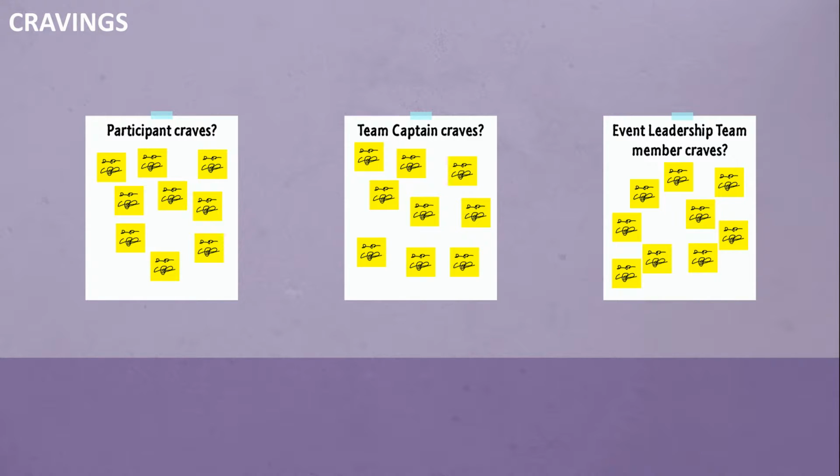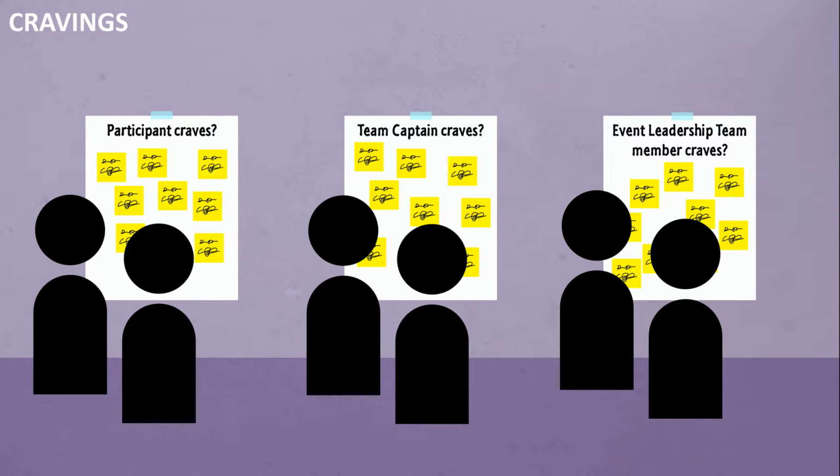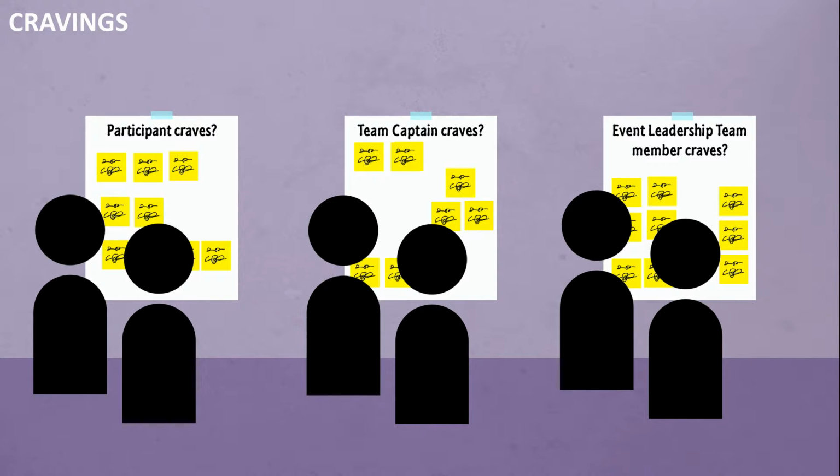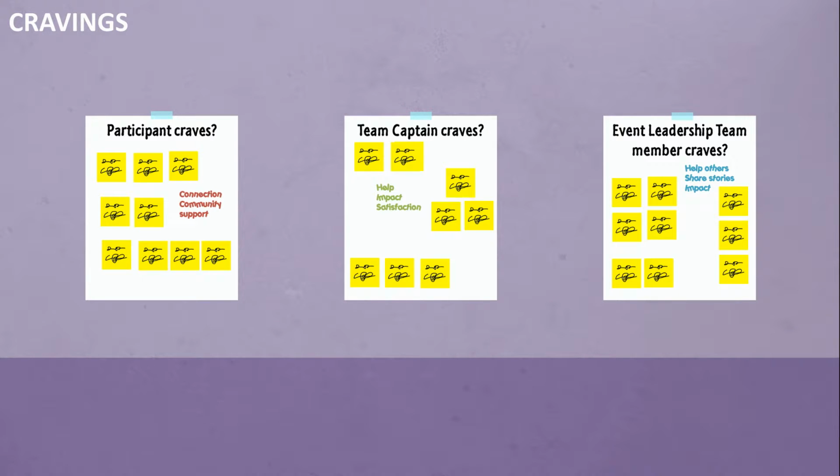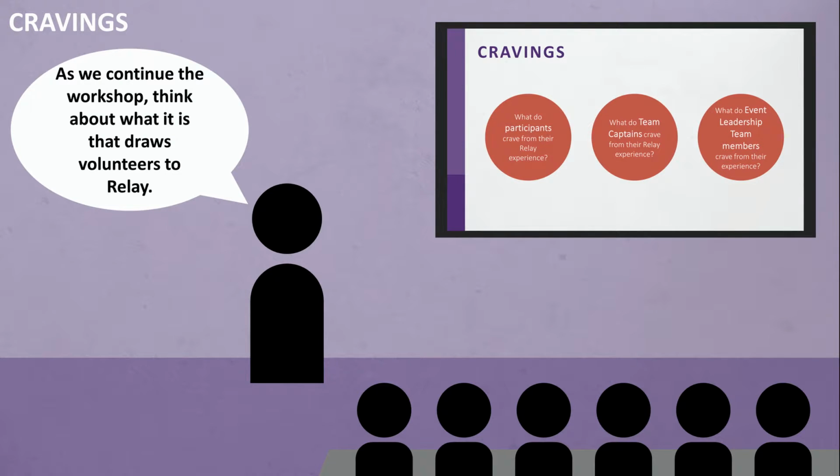When done, select 6 volunteers and send 2 of them to each flip chart. Those volunteers should sort out the sticky notes, grouping the similar ideas. Then, they can write down the key ideas from the sticky notes directly onto the flip chart with a marker. Afterwards, give each volunteer pair 1 minute to share the key ideas from their assigned flip chart. And say, Great! As we continue the workshop, think about what it is that draws volunteers into Relay.